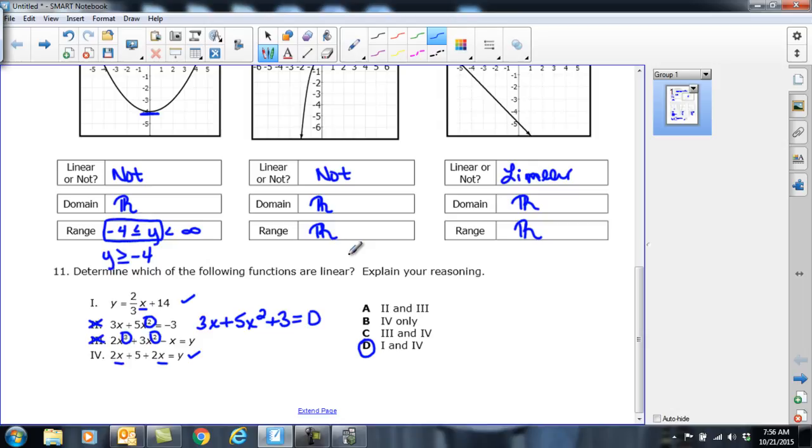So when you get asked this question later and you don't have a calculator in front of you, the easiest way to tell is x all by itself with no exponents, that's going to be linear. And x over there with exponents, it's going to be something other than linear.